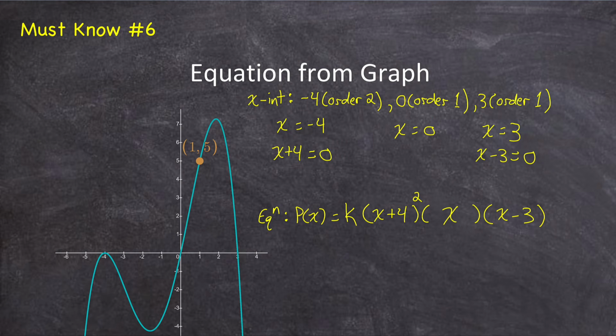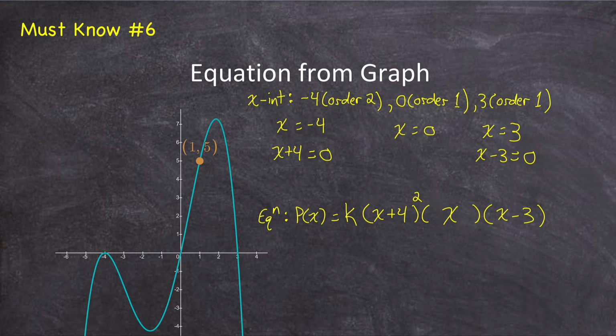And now hopefully you can see what we did is we created an equation in factored form where any of these values would make the whole equation be 0. Negative 4 would make this factor be 0, 0 would make that factor be 0, and 3 would make that factor be 0. And in factored form, if you can make any of the factors become 0, it makes the whole product become 0, meaning they are x-intercepts of the graph.